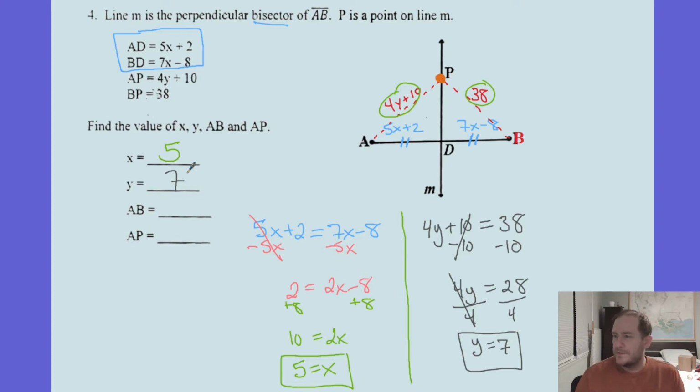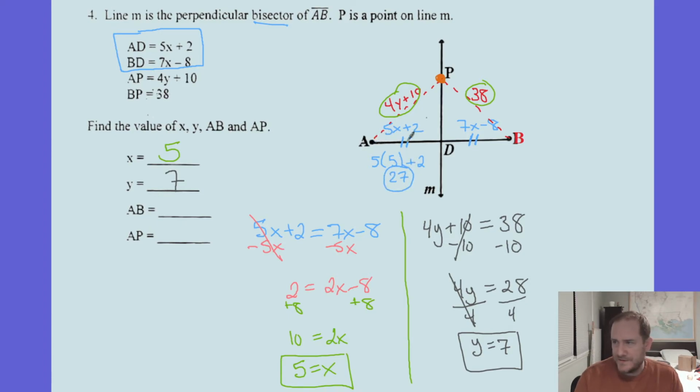Okay, so now there's a couple of follow-up questions. They now want to know what's the length of AB, AB being the whole segment. So we'll do what we did before. Remember, we know the value of x. So we can substitute x in for this expression to figure out how long AD is. So instead of 5x plus 2, we'll do 5, and we'll substitute in the 5 for the x. So instead of 5 times x, it'll be 5 times 5, which is 25, plus 2 is 27.